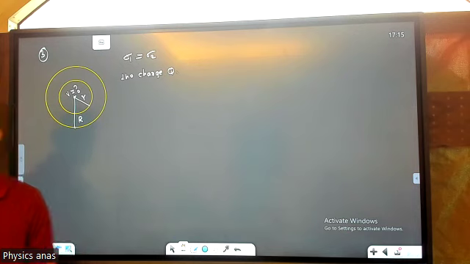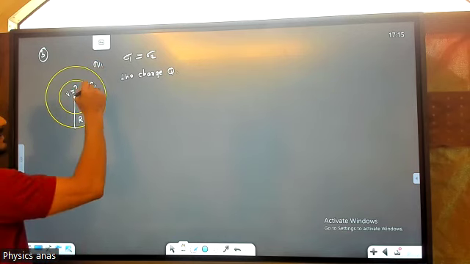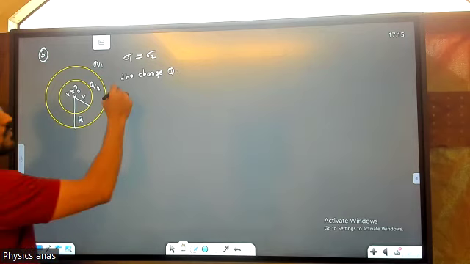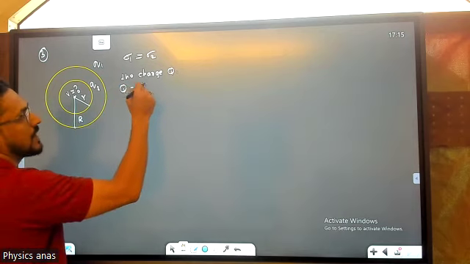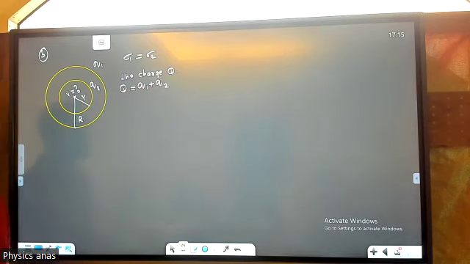That means there is Q1 here, there is Q2 here. Q1 is the charge of sphere 1. Q2 is the charge of sphere 2. Then Q will be what? Yes, Q will be Q1 plus Q2. That is the first idea.